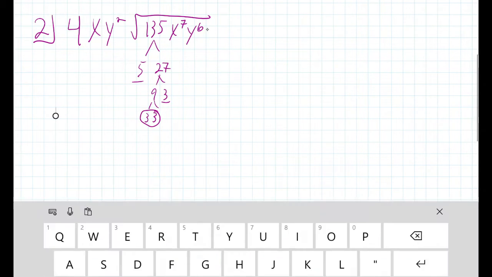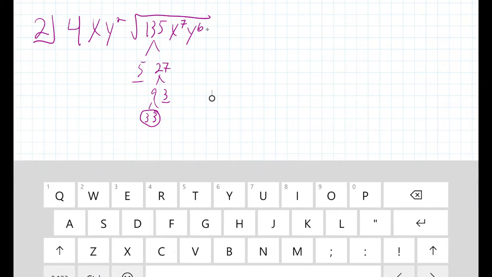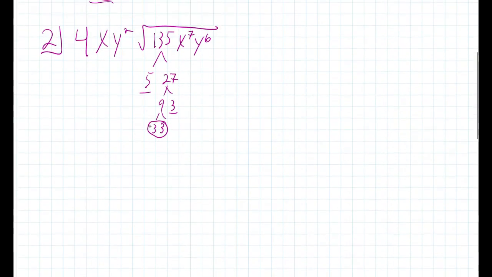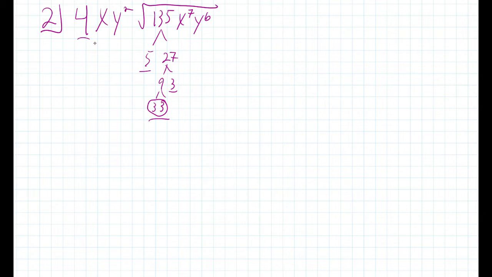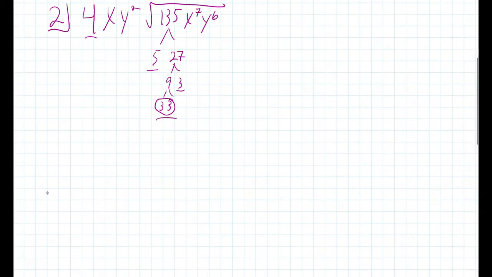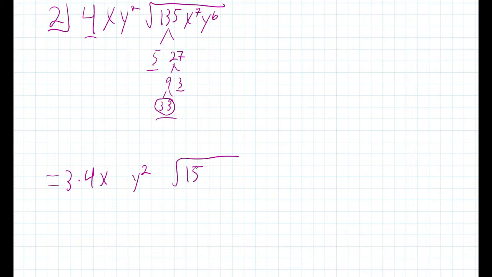So I'm going to have first, sorry about that, 3 times 4 out in front. So that's going to be 3 times 4 there, times x times y squared times the square root of 15.